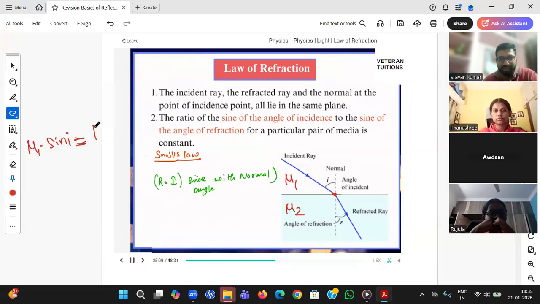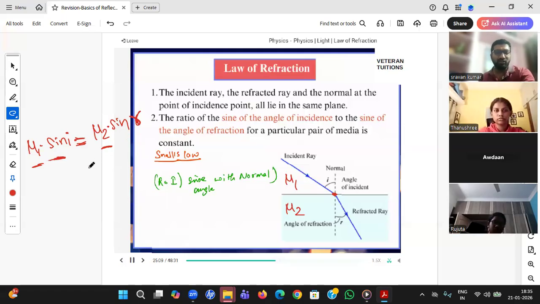What is the refractive index? Mu2, sine of angle of refraction R. Okay, please remember Snell's law like this: product of refractive index into sine of angle equals product of refractive index into sine of angle, at the point of incidence.